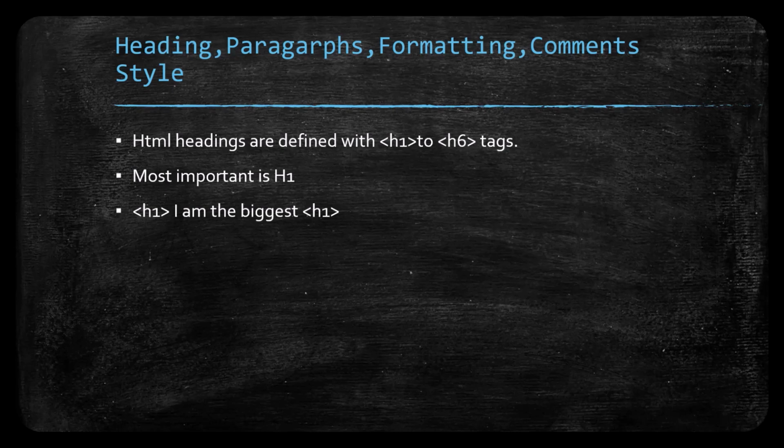Hi guys, it is our second tutorial video, in which we will learn about heading, paragraph, formatting, comments and style. So what is the most important thing? As I mentioned earlier, we have many headings, but the biggest one is H1. It means this heading is the H1 heading. If you change it to H2, H3, H4, as the number gets bigger, the heading becomes smaller. We can see an example of this, but let's go to the other screen.